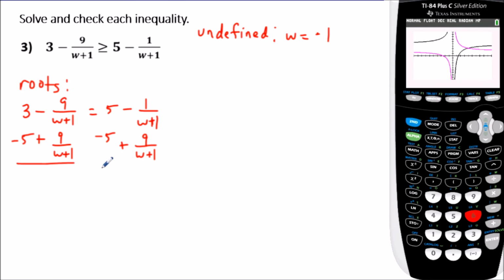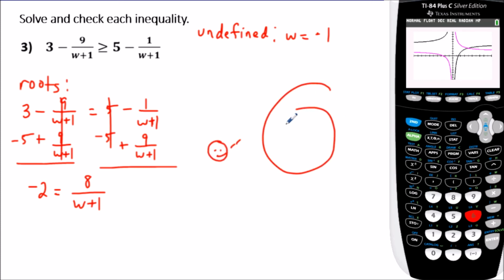All right, so 5 minus 5 cancels, these two cancel, and you've got -2 equals, and now 9 minus 1 is 8, so we got 8 over w plus 1. Now you could do a bunch of algebra here, but just think, what I'm thinking of is like 8 divided by blank equals -2, and then the blank is -4. So I just set the denominator w plus 1 equal to -4, and that tells me my root is w equals -5.